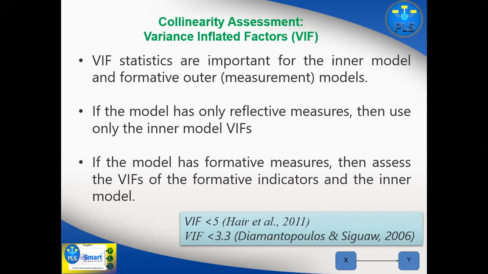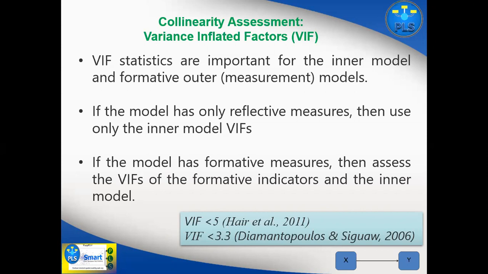Number 2 is saying if the model has only reflective measures, then use only the inner VIF model. That is just explaining what I told you. If all your model has reflective items, then you don't need outer VIF, you don't need the VIF of all the items. You need the VIF of all the constructs. But if the model has formative measures, then you assess the VIF of both the formative indicators and the inner model.